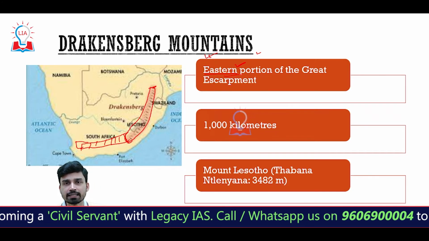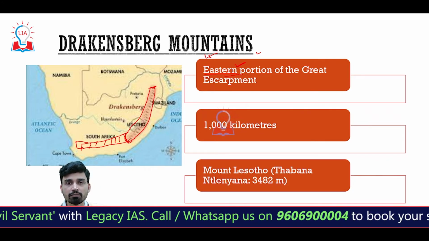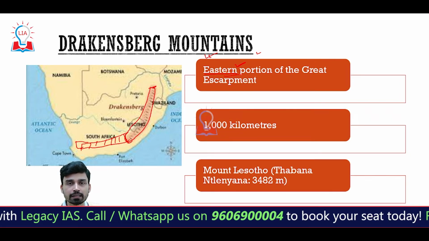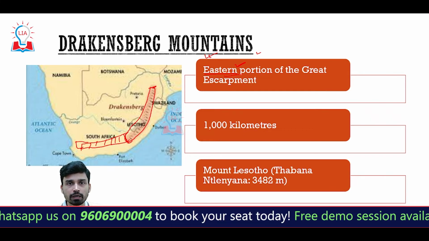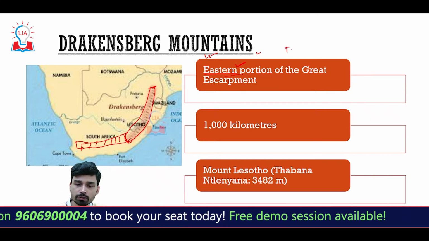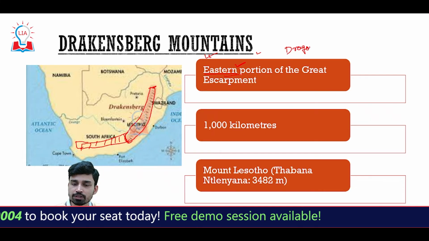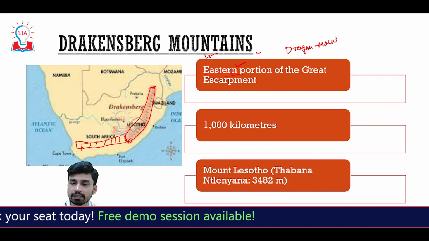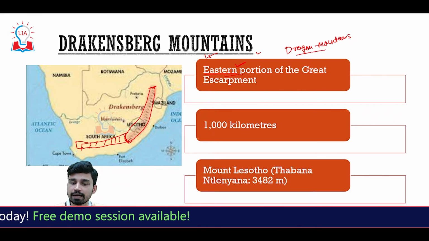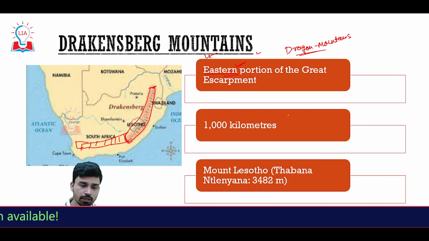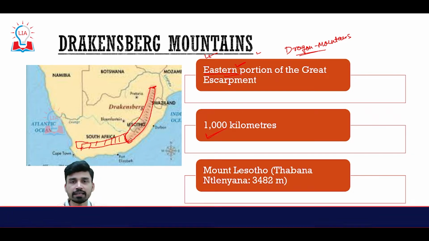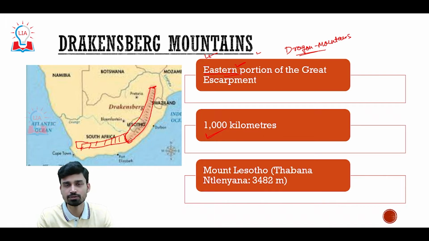DRAKENSBERG derived its name from the term used by the Dutch, the Netherlands, the main country that first tried to colonize the South African region. DRAKENSBERG basically refers to something we can roughly call Dragon Mountain in English, due to the shape of the mountain system. Overall, it extends for a distance of almost 1000 kilometers from north to south.